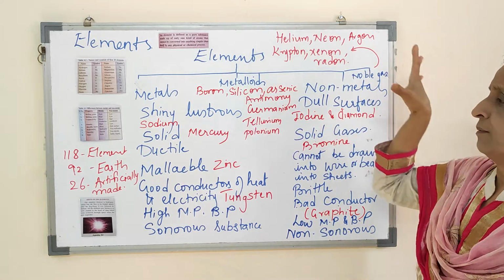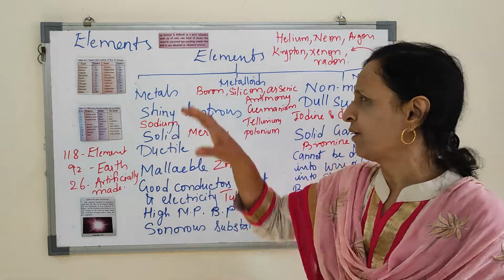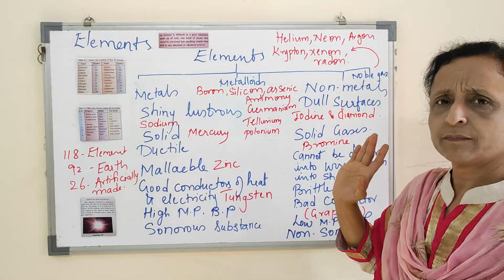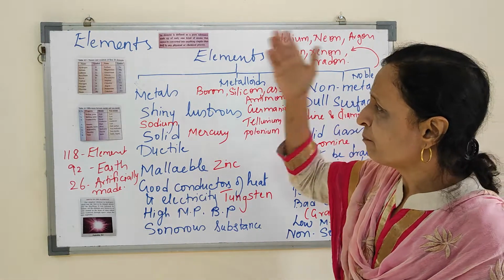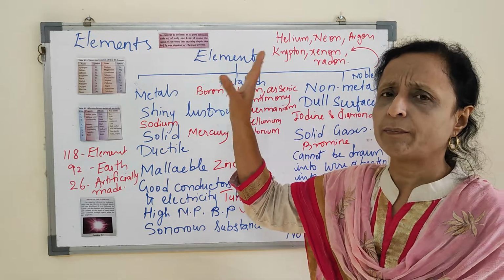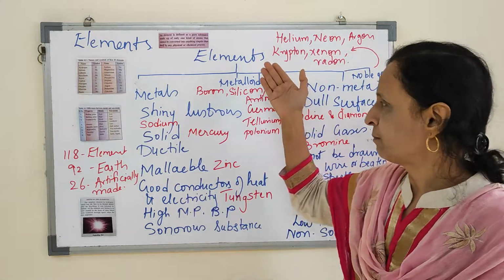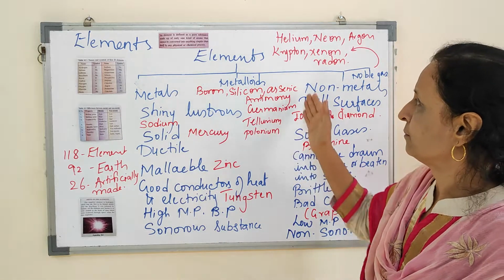Now in general, an element can be a metal. What you see around is metal and non-metal. And then some have properties of both metal and non-metal. They are metalloids. They have the properties of both, of metals as well as non-metals. So they are metalloids. This many metalloids are there.